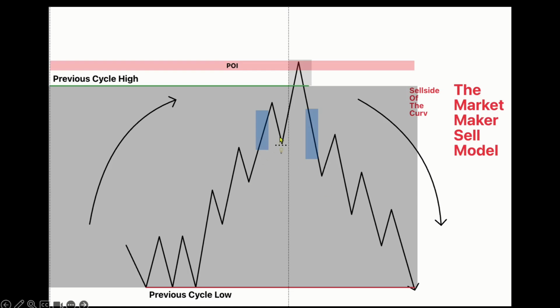We can see that the market runs up higher, trading above the previous cycle high into a point of interest. This is where smart money reversal takes place. We then see price displace to the downside right here, displacing below this low. This low is so important because this low formed inside of this BC.